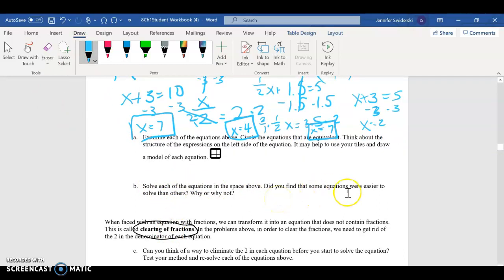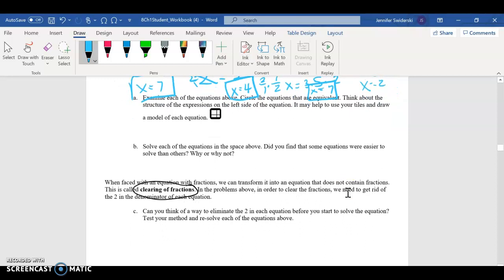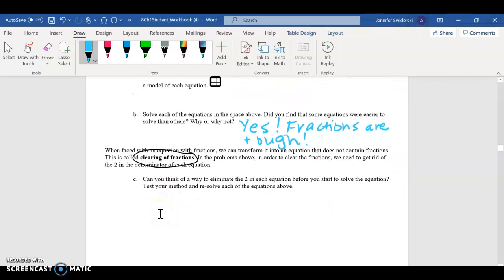Did you find that some equations were easier to solve than others? Why or why not? Yes. And the reason why is because fractions are tough. There has to be an easier way to solve these. And so to do that, when faced with an equation with fractions, we can move things around into an equation that does not contain fractions. This is called clearing the fractions. Okay, it makes it easier.